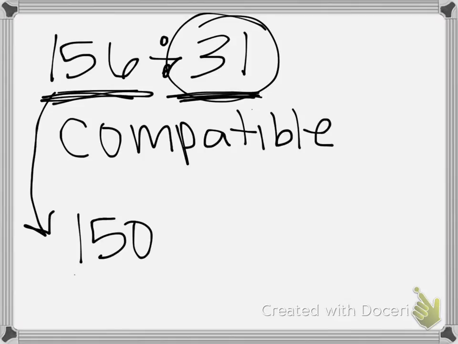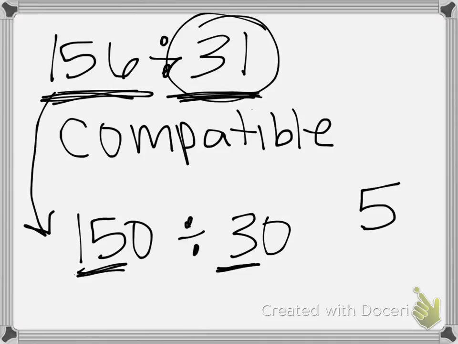Well, if I round that down to 30, would that be easy? Would that be easy to ask yourself, how many times does 3 go into 15? Yes, it would. 3 can go into 15 how many times? 5. So our answer would just be 5, because our zeros are canceling out.